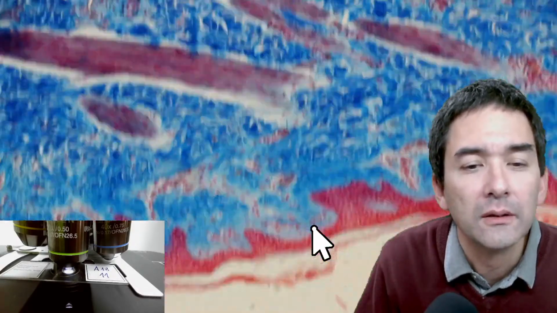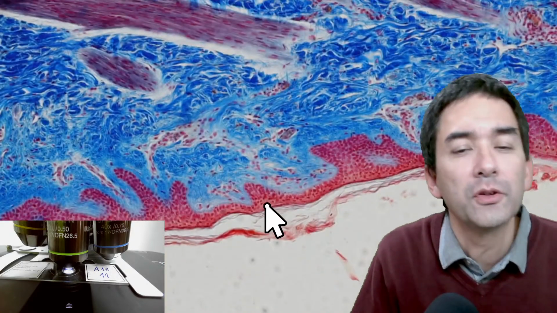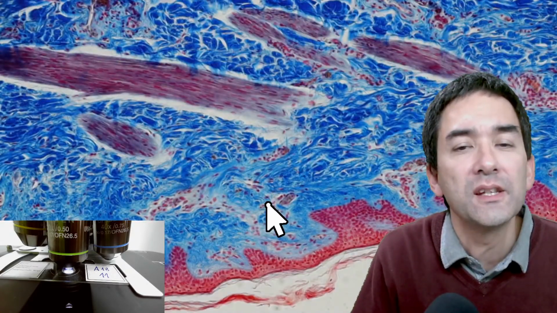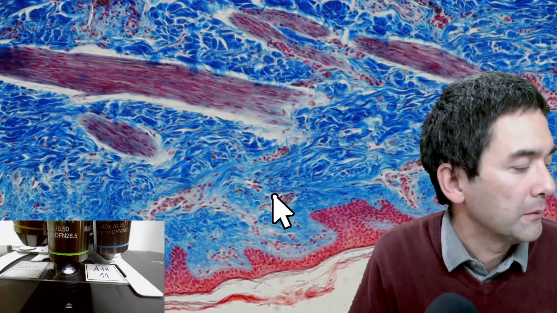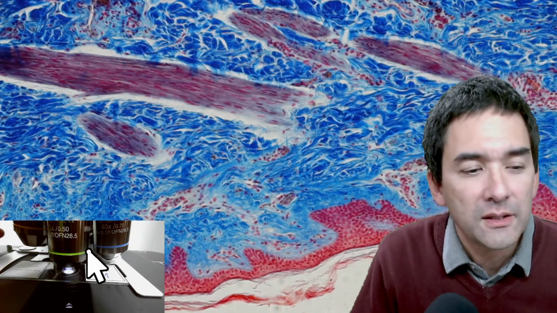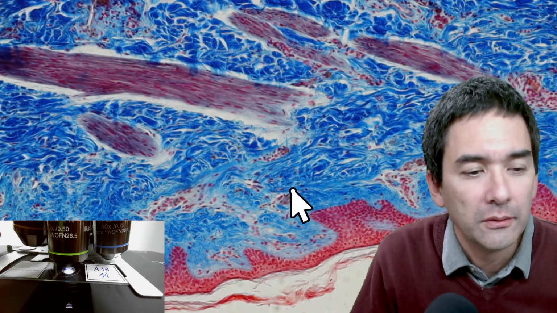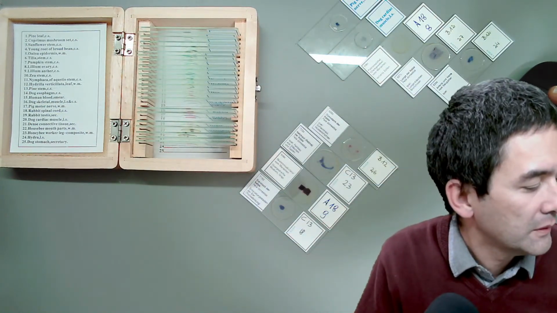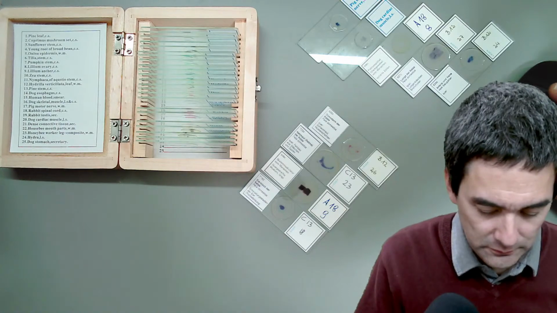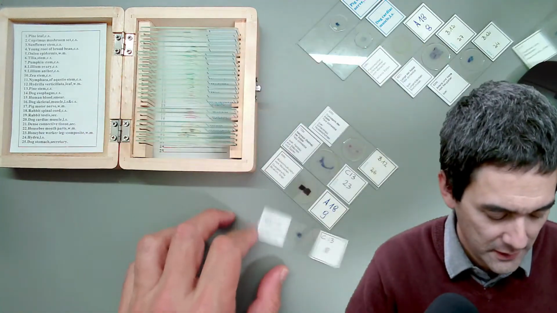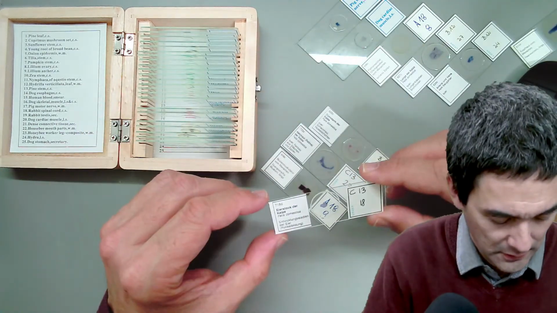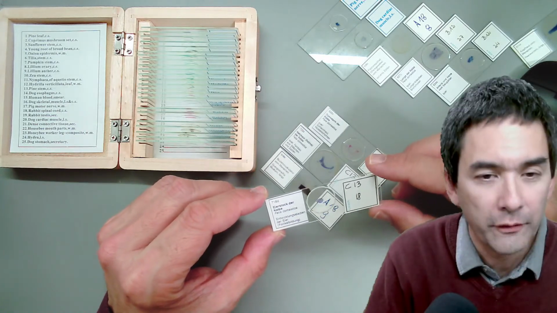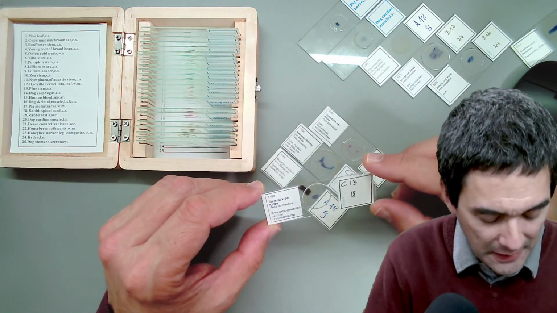Yeah, and here are the different layers of the skin. Yep, so most certainly different stains were used here. Okay. So let's have, where's the arrow? Let's have another look at something. What do we have next? The ovary of a cat. I'm going to show this to you.